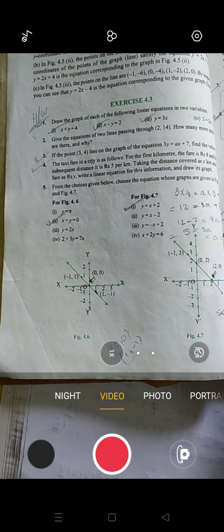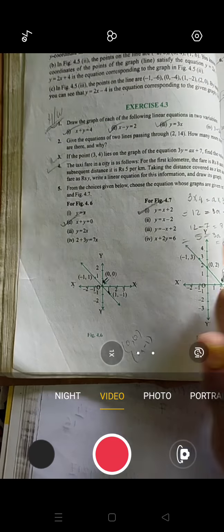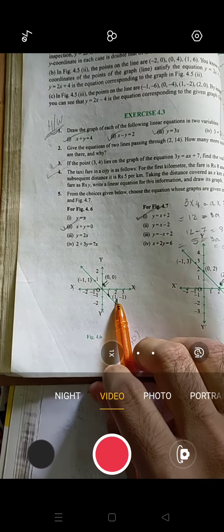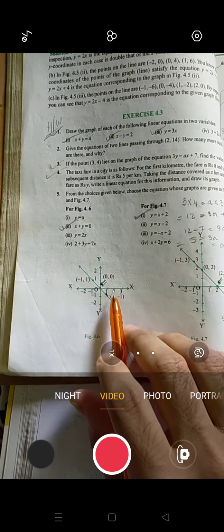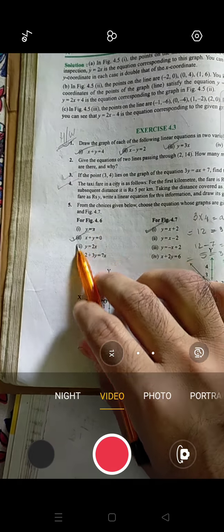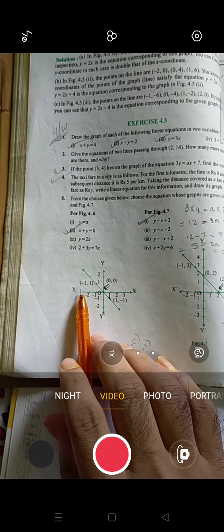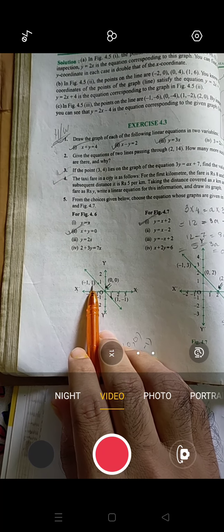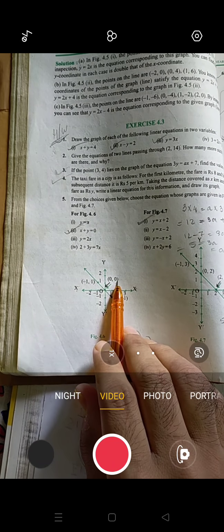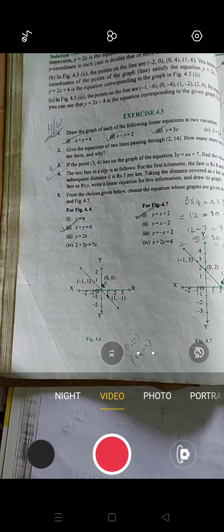There is a simple way to identify this. You have to substitute all three values, or whatever values are given in the graph. These three coordinates we will substitute in the equation, and we will see whether we are getting x as -1 and y as 1 or not, x as 0 and y as 0, x as 1 and y as -1 or not. In all the cases it has to be the same.